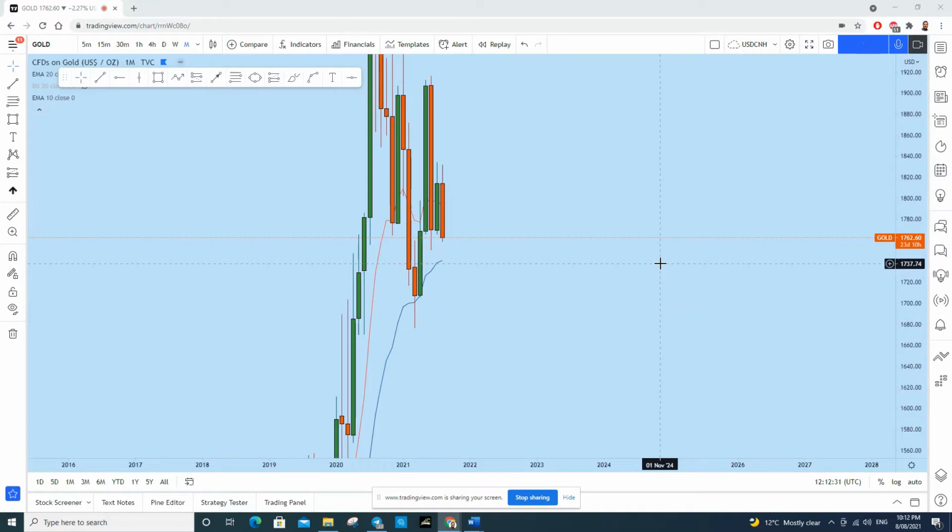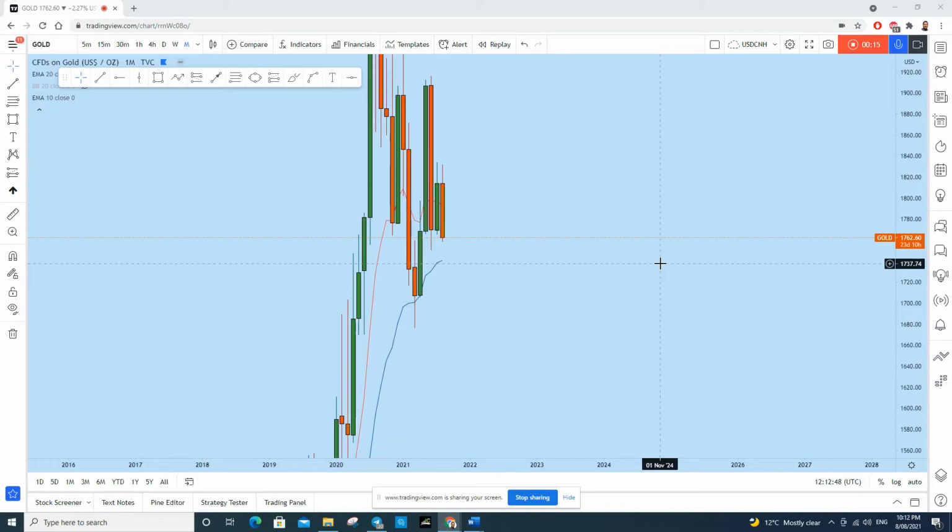What's up traders? So let's do a full breakdown of gold, how we can find a trading opportunity in this instrument. Now first let's start with the monthly time frame, because monthly is where you can see the clear picture of the direction of the market.